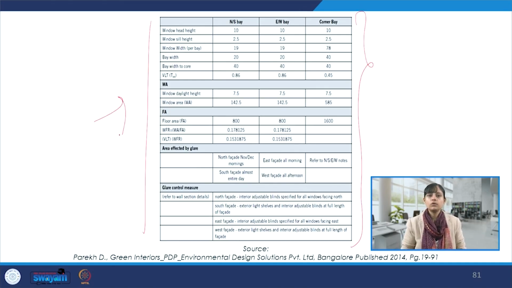So when we talk about windows, they also have a lot of subsets of information. So window head height, sill height, width, bay width, whether it's north, south bay, east, west, and so on, whether it's on a corner. So there are already some values which we could refer to when we do calculations, especially for the prescriptive method that we just saw.